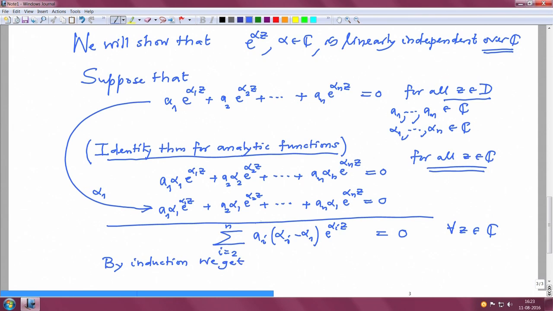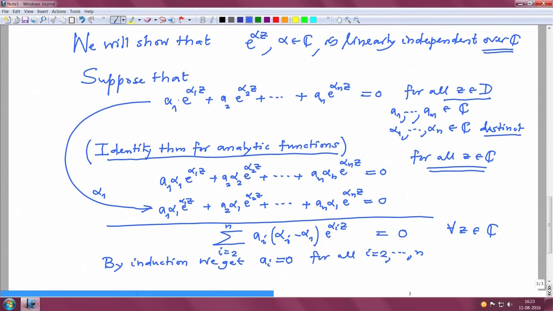these coefficients 0, but alpha i's are distinct because we have to take different functions. Therefore, from here you conclude these coefficients are 0, but alpha i cannot be alpha 1, therefore, a_i's are 0 for all i equal to 2 onwards, and once that is 0, then you get only one equation which is 0.